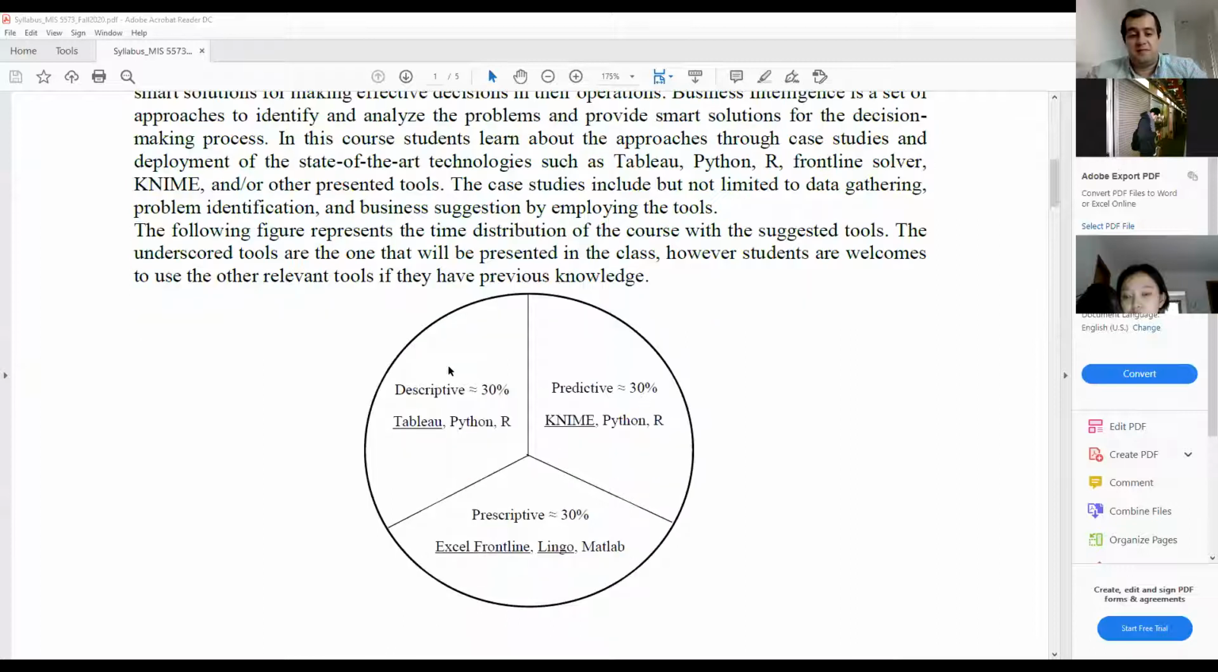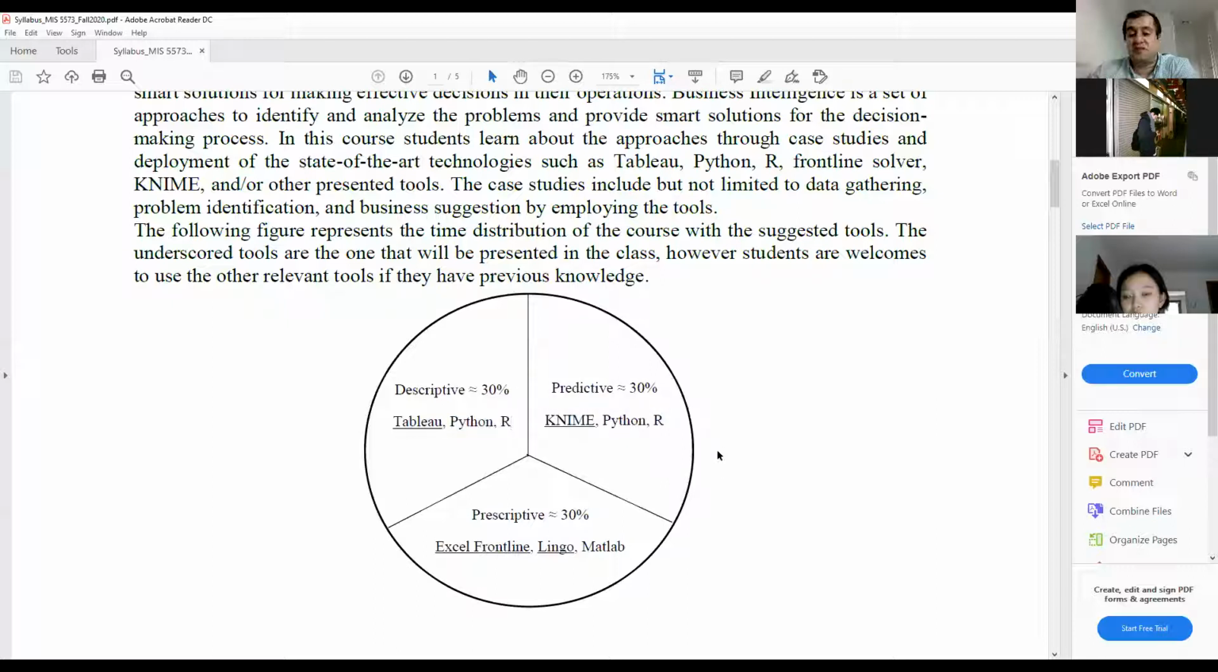So look at this figure. In this figure, you can understand the distribution of the materials and the tools that you use to learn in this class. Some tools have underlines or underscores, meaning I teach those tools, but you're not limited to those tools. For example, descriptive, you want to have general descriptive statistics about the current situation. I teach you how to work with Tableau, but if you had my classes, you can use Python and R.